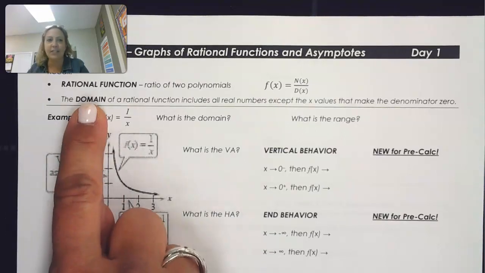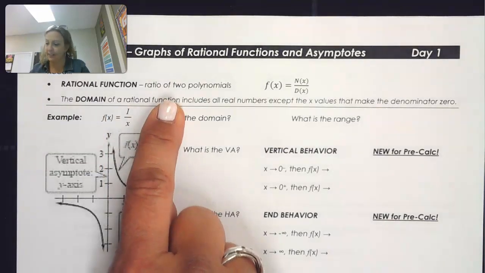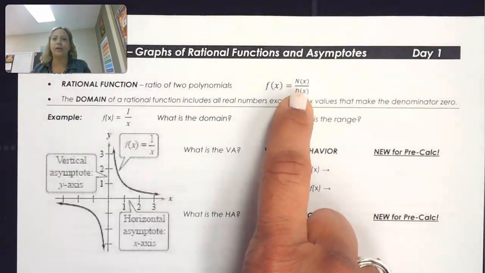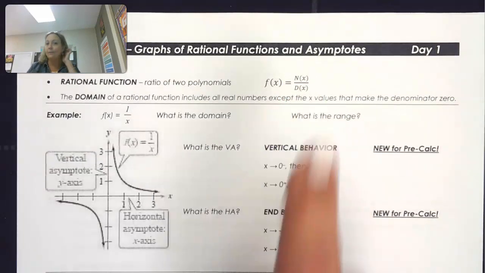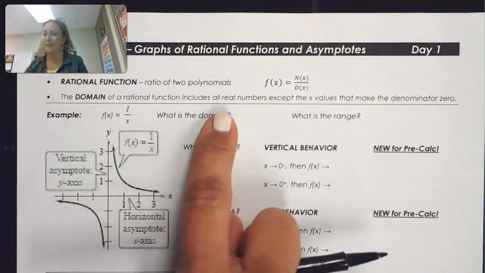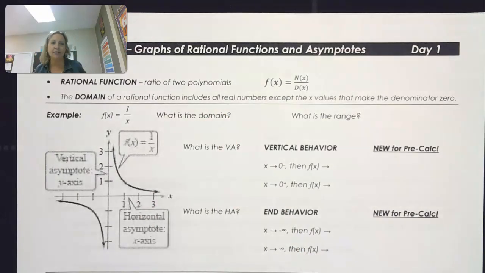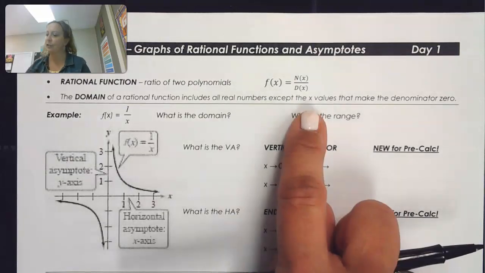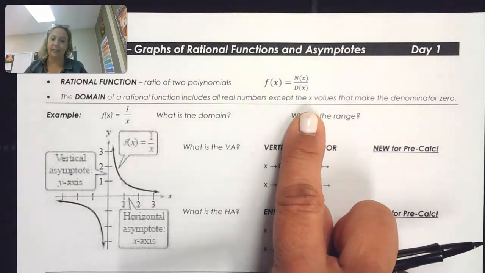Remember, a rational function is the ratio of two polynomials. You have one polynomial in the numerator, one in the denominator. And one of the biggest things about the domain of a rational function is that it includes all real numbers, but rational functions have some restrictions. We want to exclude the x values that make our denominator 0.